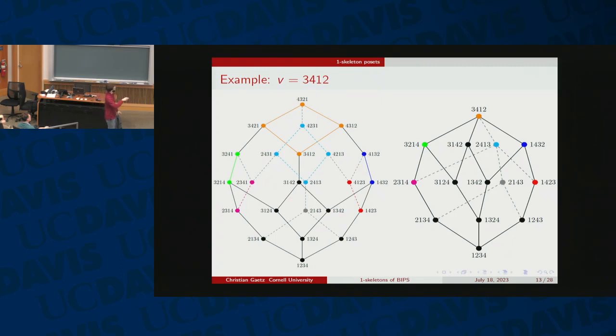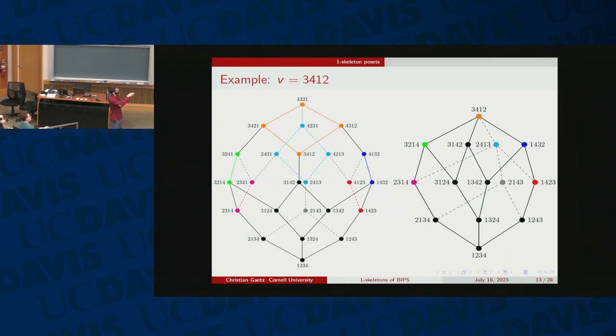Okay, so let's look at a picture here. So on the left, this is weak order. So this is the whole thing. The colors denote the equivalence class as theta. And on the right, this is the example we saw before of the poset for 3, 4, 1, 2. So this thing is a quotient of this thing.